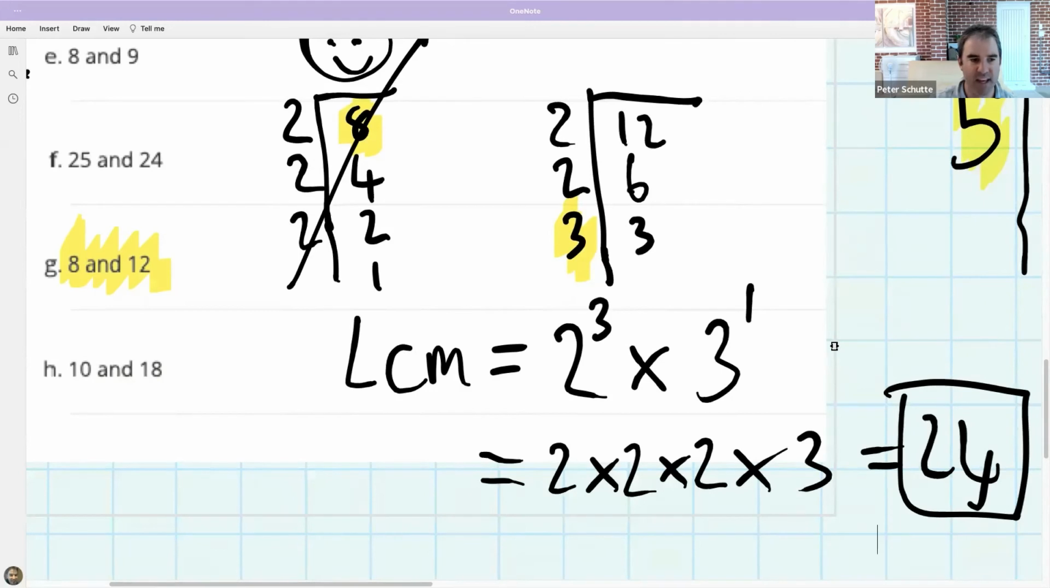And do I agree that the lowest common multiple of 8 and 12 is 24? Well, let's count it. 8, 16, 24. And then 12 and 12 is 24. So actually, when I was guessing earlier, I guessed 72. But actually, the real answer is 24.